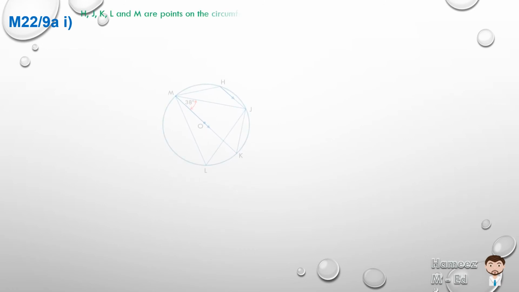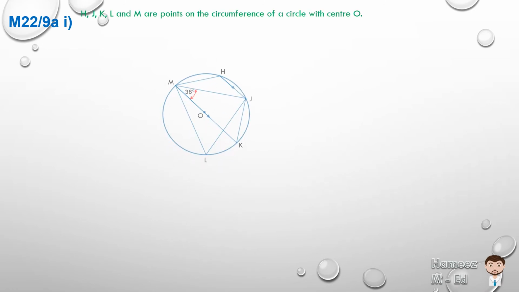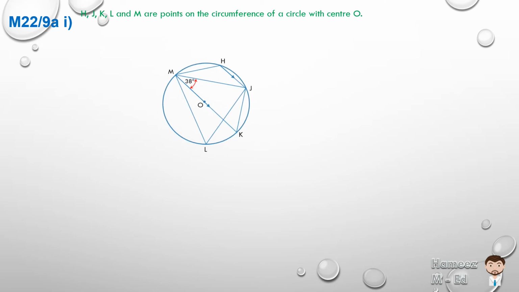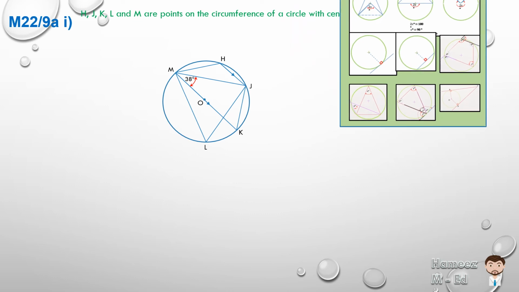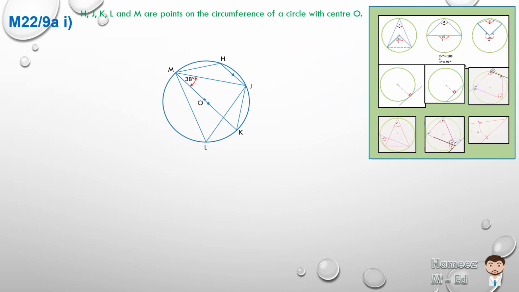May 2022, number 9A, part 1. H, J, K, L, and M are points on the circumference of a circle with center O. And out of those 5 points, you can see in the diagram that 4 of those points are connected, and that gives us a cyclic quadrilateral, and the other point is connected to 2 and gives us a triangle.